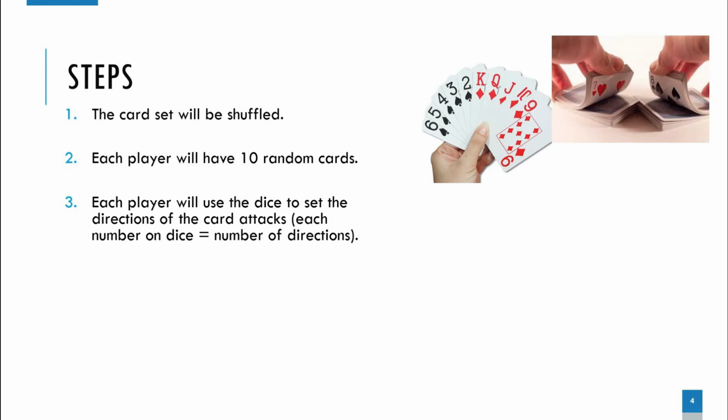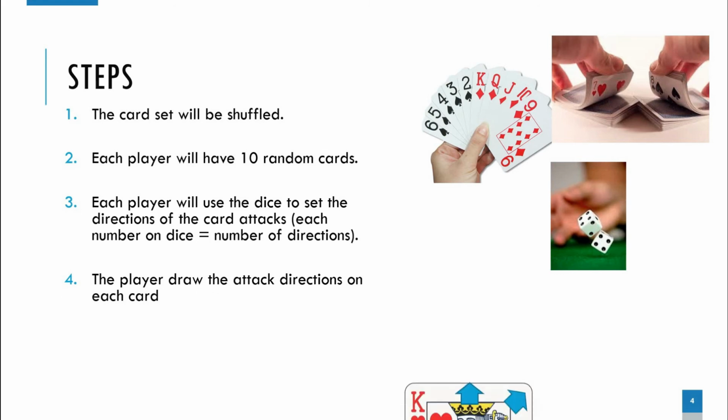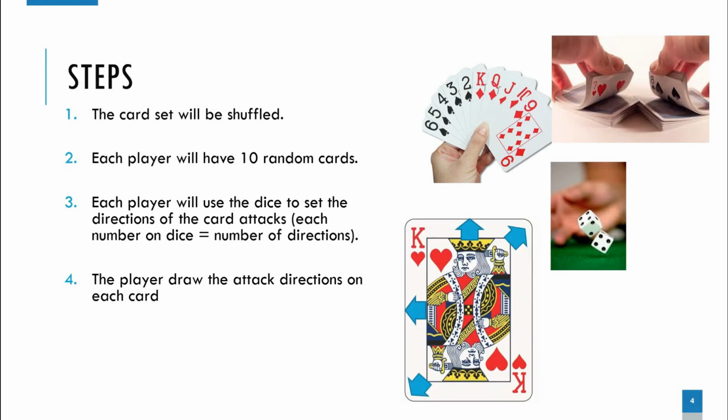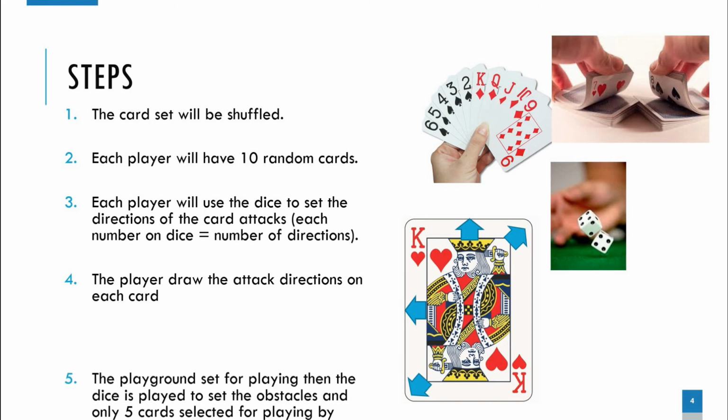Based on the number that we get from the dice, we will determine the direction of the attacks. So I will get a number, let's say 4. I got 4, so I have 4 directions for attack. After that, I can place them whenever I want on the card. So we can see here some blue arrows that I've used. I got 4 on the dice, so I choose these directions to be the attack of my game.